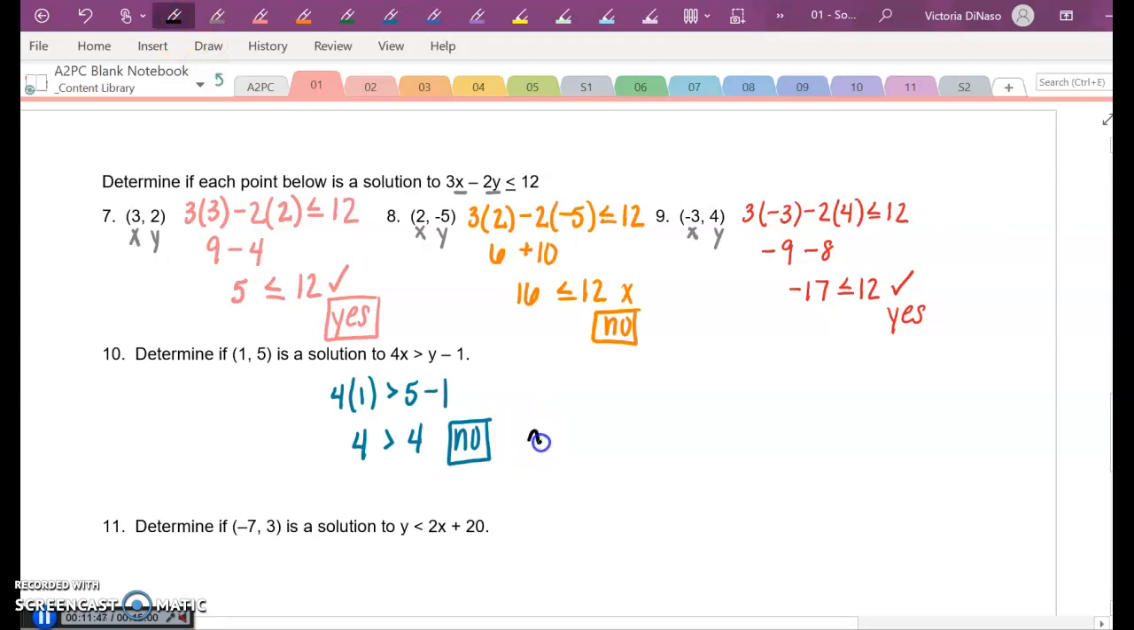However, it would be a solution if we had 4 is greater than or equal to 4. With that equal to sign, then we can go ahead and say that that is a true statement, but without the equal to sign, it is not.